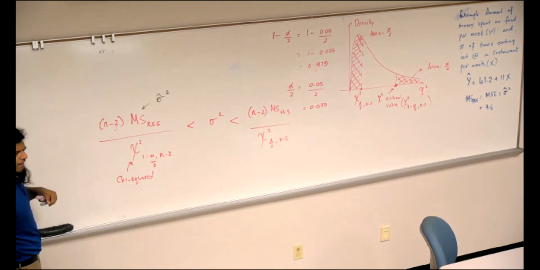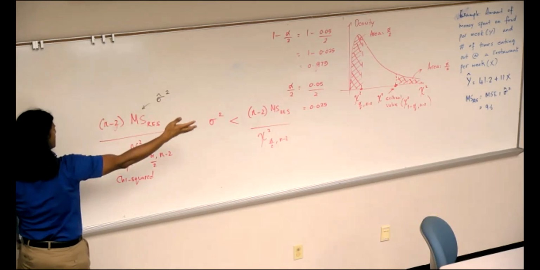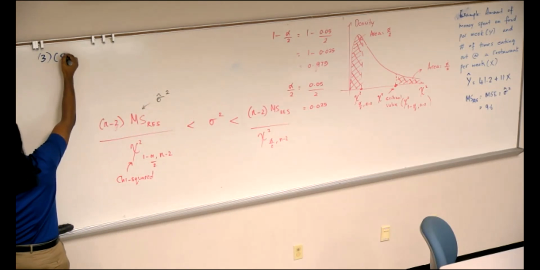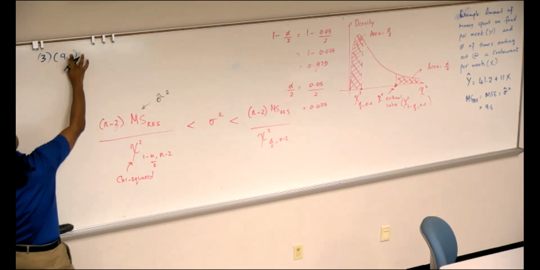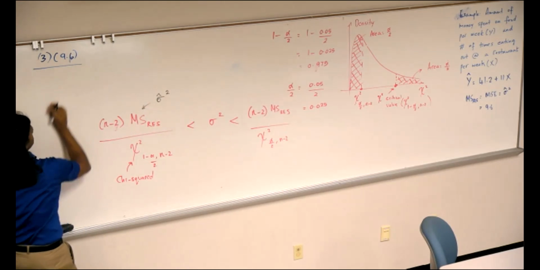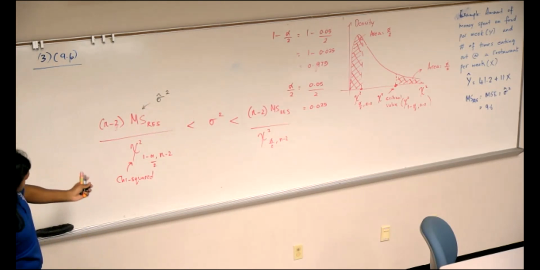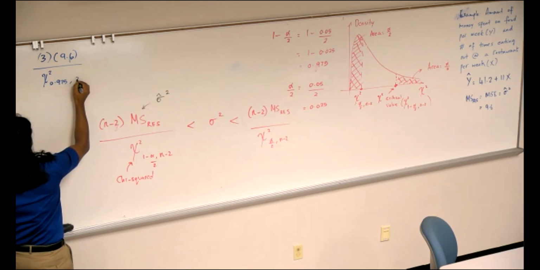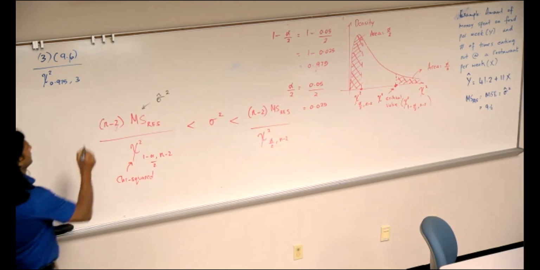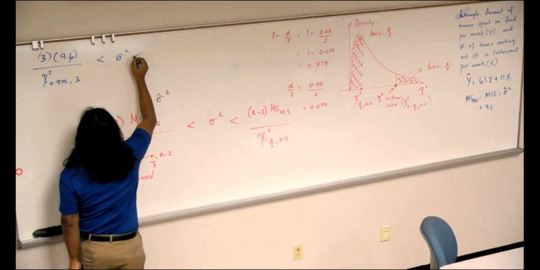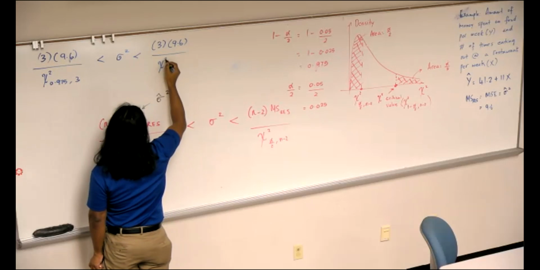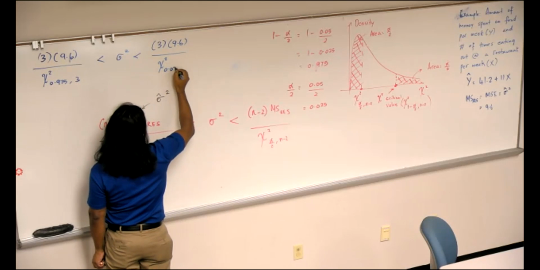N is 5. Good. Okay. So our data have 5 observations, so 5 minus 2, 3, times 9.6, divided by chi squared 0.975. And 3 times 9.6 divided by chi squared 0.85.